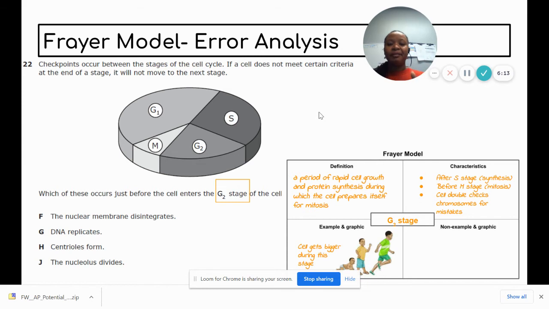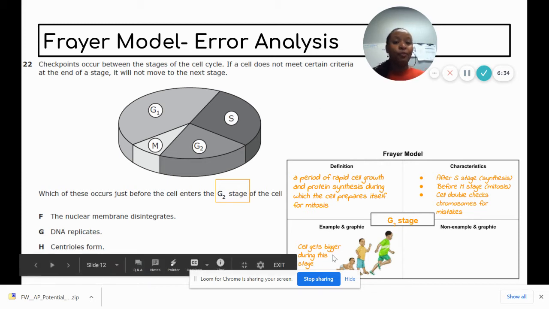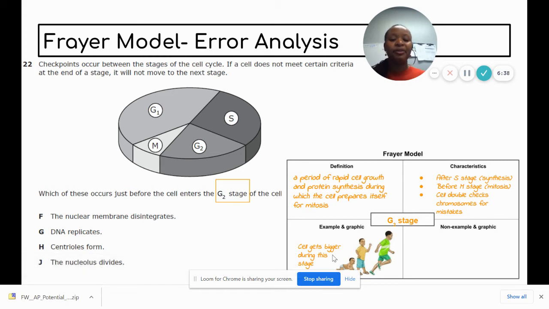So instead of me taking a picture of this cell cycle, I don't want anything related like that. I want something that represents the key idea of what this vocabulary word means. So I found a picture that represents growth. This little boy is growing, he's getting bigger. Okay, and then I have to write a little blurb that defends why I chose that word. So the cell gets bigger during this stage. So that's why I chose this picture.